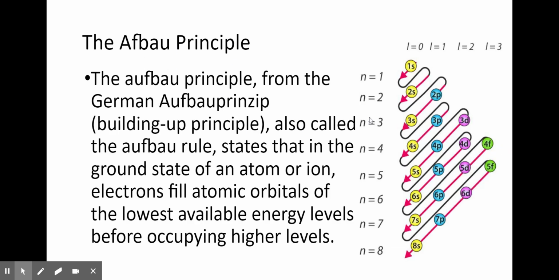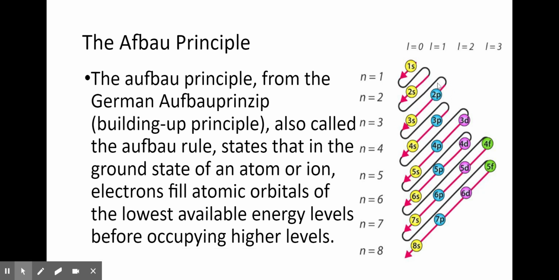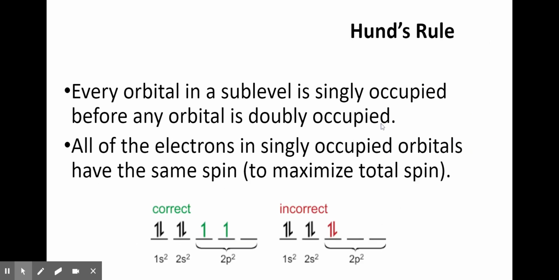Okay, we're going to talk about some different laws, some different principles with filling subshells. The Aufbau Principle, it's also called the Aufbau Rule. It states that in the ground state of an atom or an ion, electrons fill atomic orbitals of the lowest available energy levels before filling higher levels. So we will fill a lower energy level before we fill a higher energy level, okay?